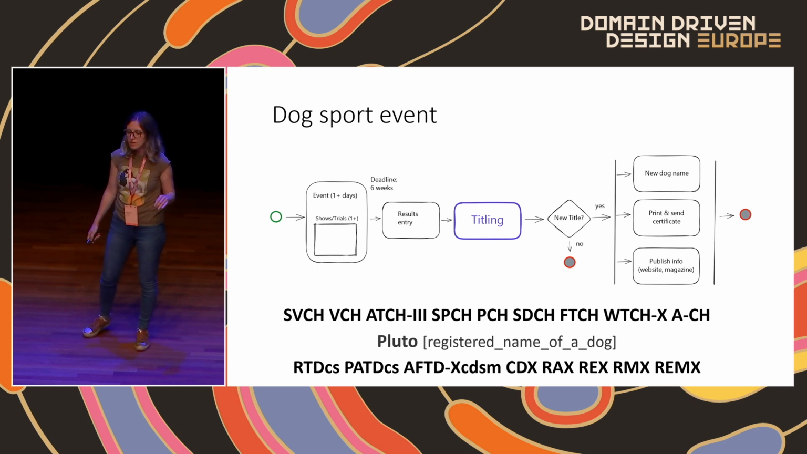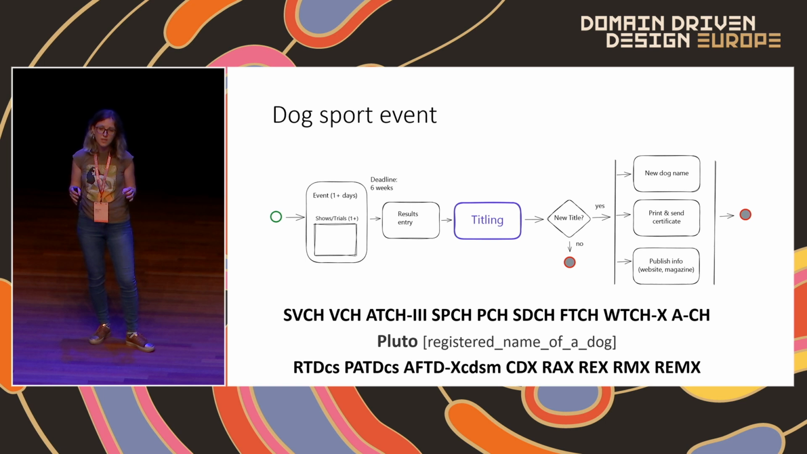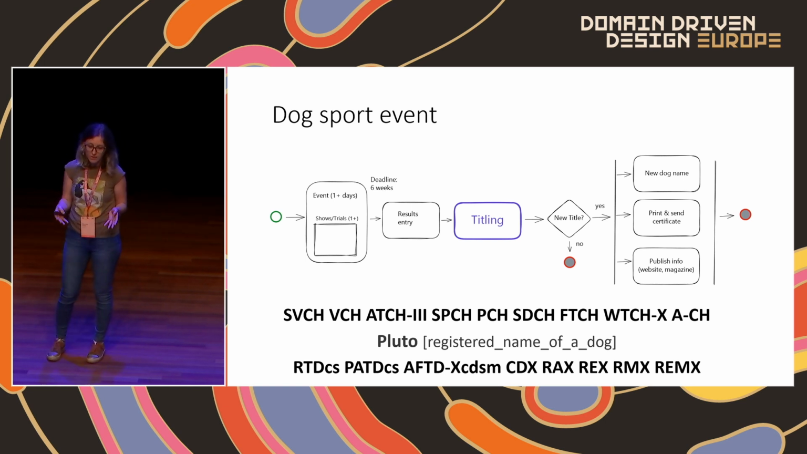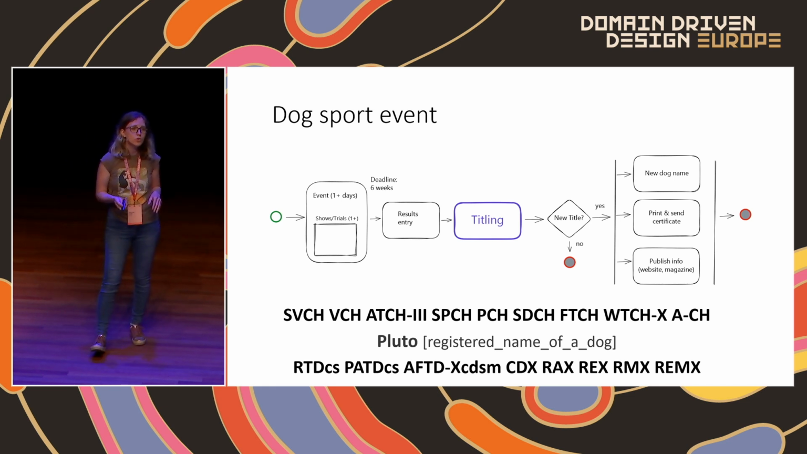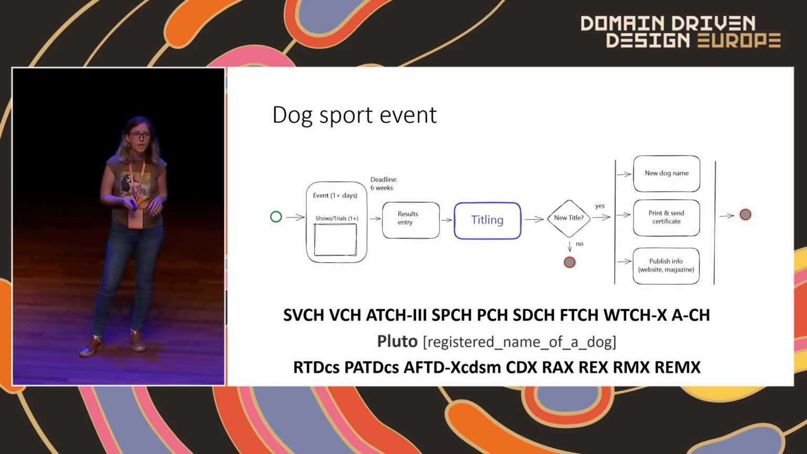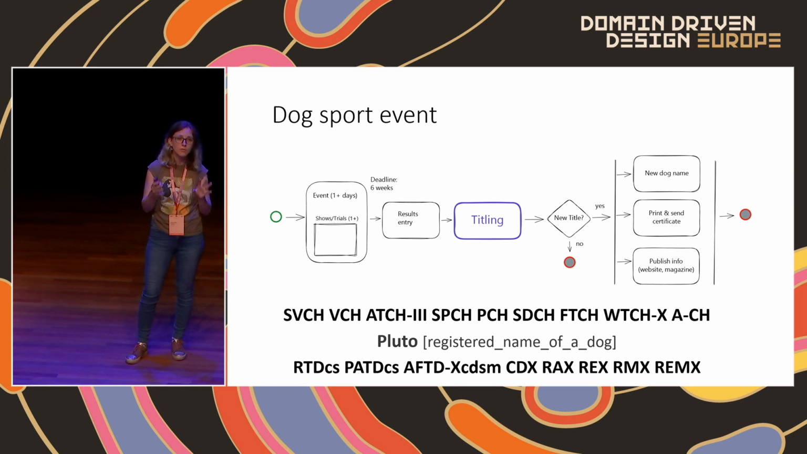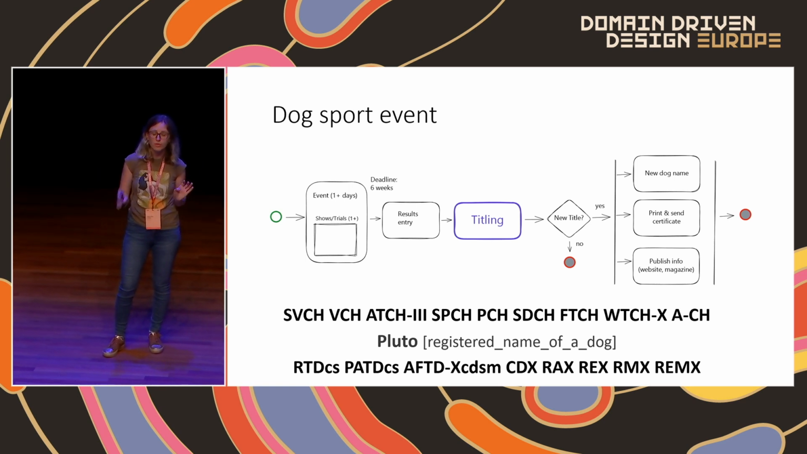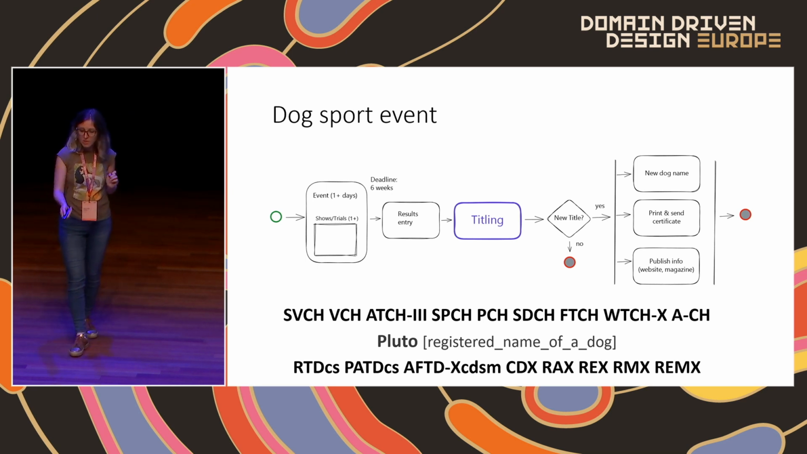And after the event, they have a few weeks for submitting the show results. And then a person in the office that is responsible for managing a given type of sport is entering those results and running this process called titling. And that process essentially tells us if a dog should be awarded any new titles. If they do, then a few things happen. So for example, they print and send certificates to the owners so they can frame them, hang them on the wall, and post all over their social media, which they absolutely do. And also we update a dog's name.